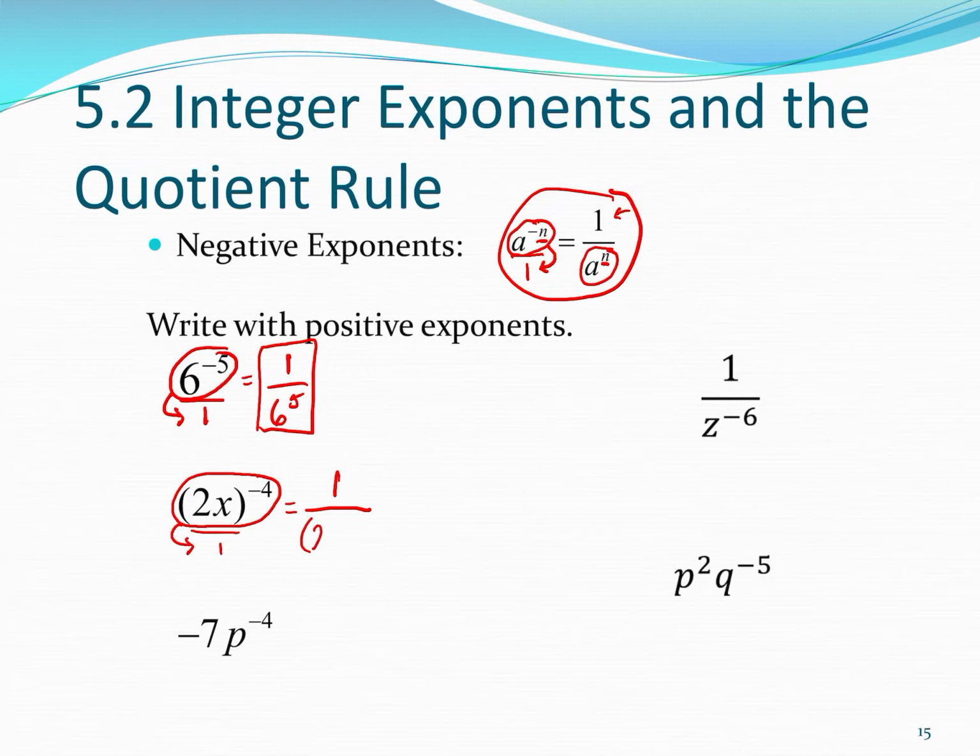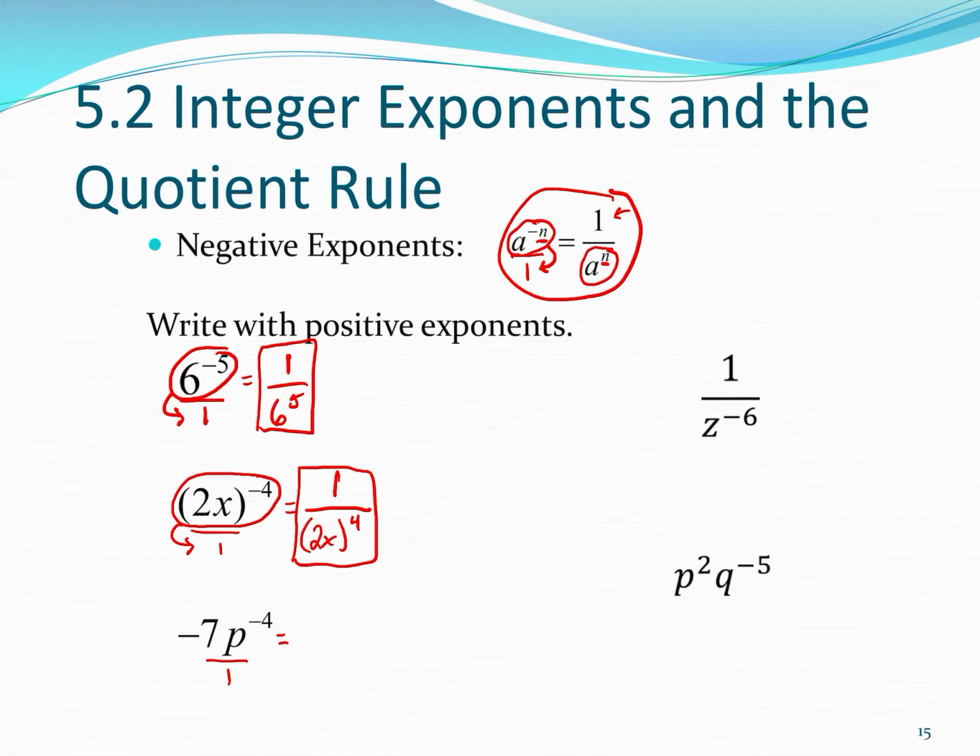So look at the next one. If we want to take 2x, that whole quantity raised to the negative 4th power, and we want to make that a positive exponent, well, we can, again, think about this as being over 1, and then send that base and its negative exponent to the bottom. What's left on top is a 1. What's on bottom is now 2x to the positive 4th power. So there's that answer.